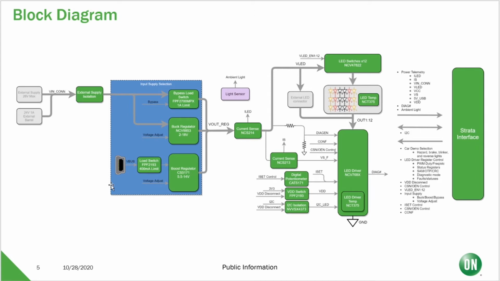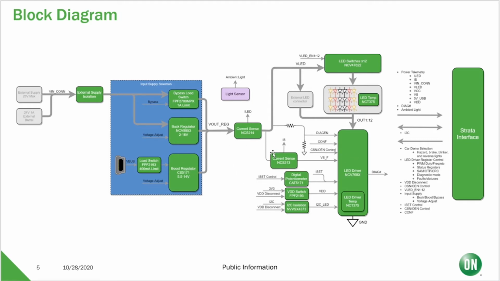Here's a block diagram for the board. By default, the LEDs are powered off of a USB voltage V-bus. It gets boosted up. Alternatively, for higher power applications, you can use an external power supply that gets fed to a bypass load switch or to a buck regulator that can adjust this voltage via the user interface.